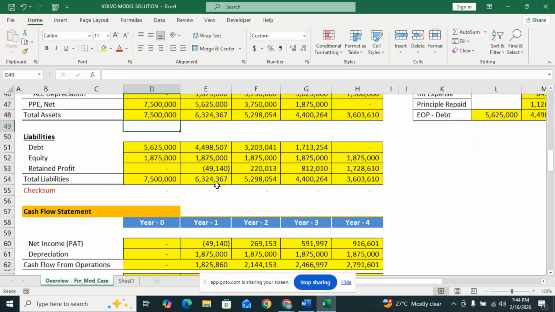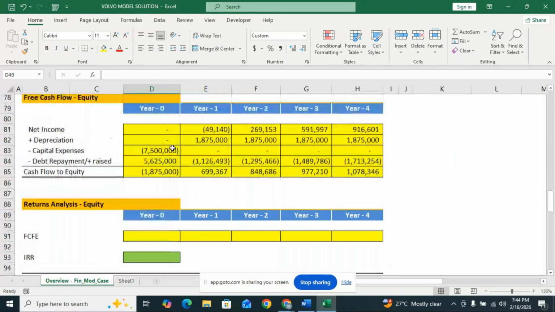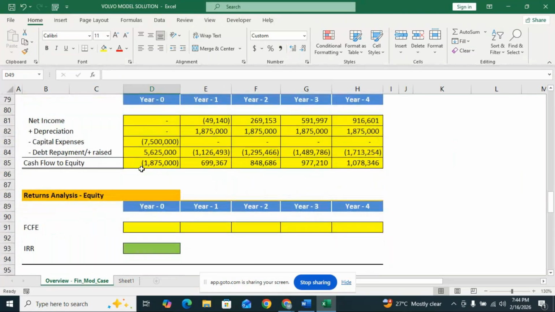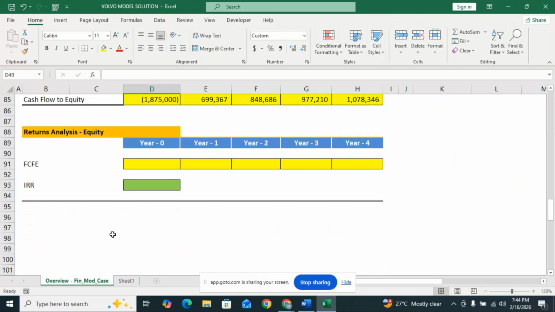Fine. So now come to the final part, which is your return analysis. Hope all of you have got this cash flow to equity. Till here, it's all fine. I hope there's no difference in values. In case there is, let me know, and maybe the correction can be made. If not, we proceed to the last segment. I hope everything is fine.